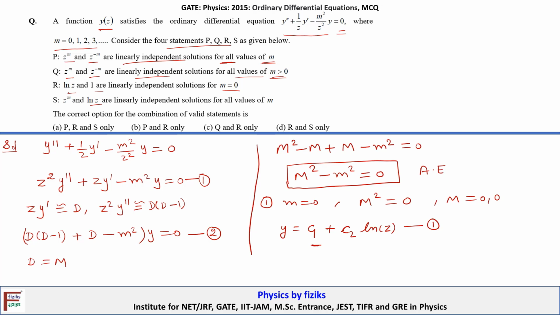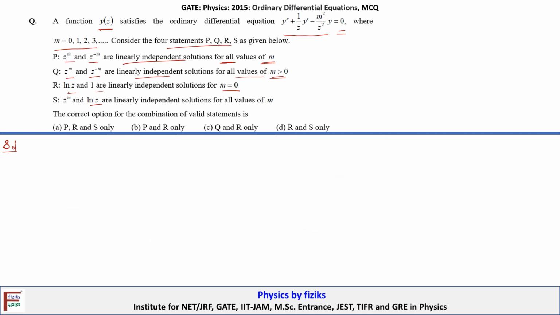If the arbitrary constants are chosen such that c1 is equal to 1 and c2 is equal to 1, then ln z and 1 are the two independent solutions for m equal to 0, and hence we can say this R statement is the correct statement. Now we look at the case for which m is not equal to 0, but is a positive or negative value. How can we deal with this situation?